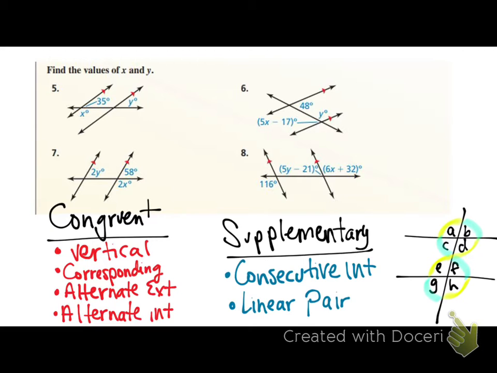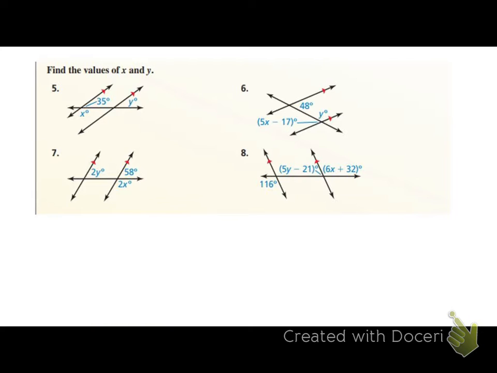Okay, so I have to clear my screen to be able to even use it, but you have it on your paper to reference. So starting from the beginning, number 5, do 35 degrees and X have a relationship? Yes, they are a linear pair, which means that they are supplementary. So how would I find X? Subtract from 180. So 180 minus 35 means that X is 145.